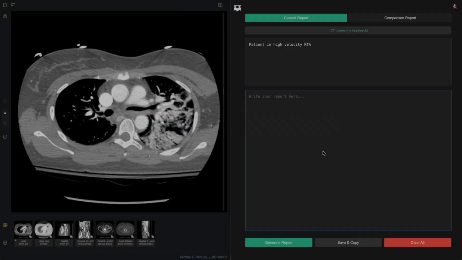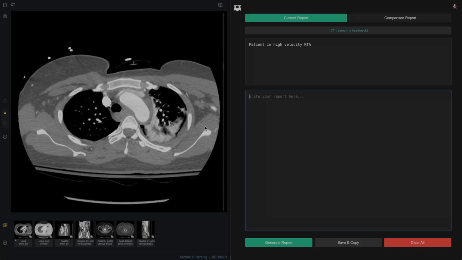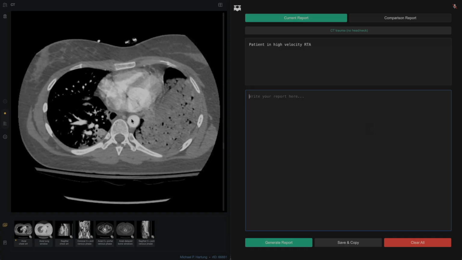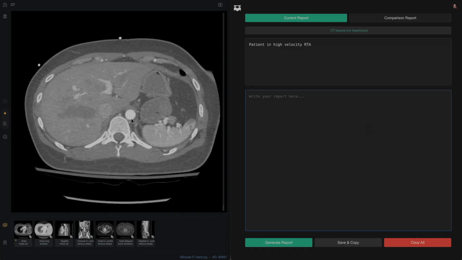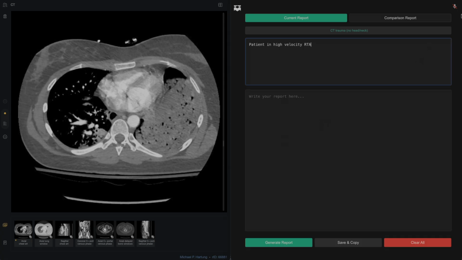Okay, so for this case, I thought we would practice looking through a trauma case together and seeing how we can use dictation and templates to really speed up reporting. So I'm just going to dive straight into this CT trauma, CT chest, abdomen, pelvis with my dictation running, and we'll go through it together.